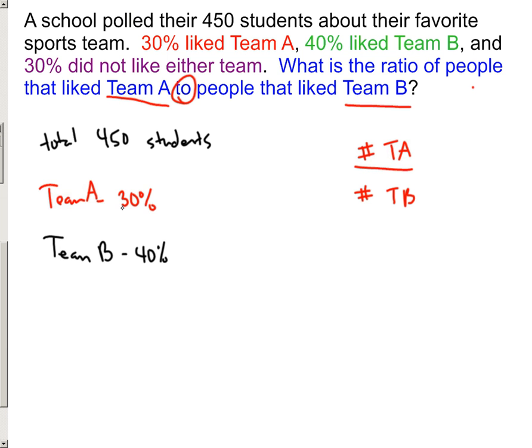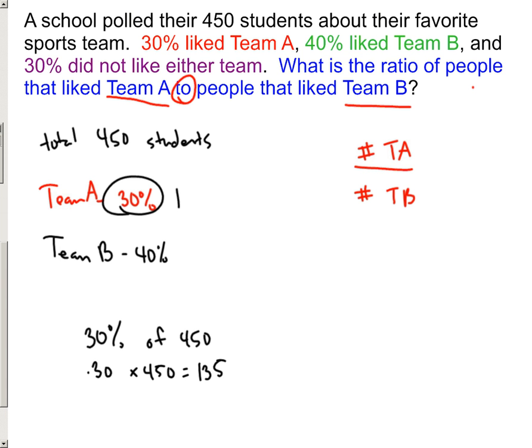And we should be able to do that because I know that I can find 30% of 450. How? I turn this into a decimal and then I just multiply it by 450. I pull out my calculator, I type in 0.30 times 450, and we get 135. So what is 30% of 450 total students? It's 135 kids. Okay, so I'm just going to go ahead and erase this right here and just write 135. Now we can do the exact same thing for Team B.